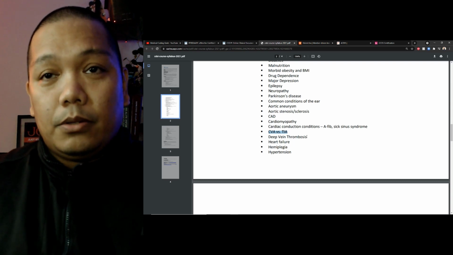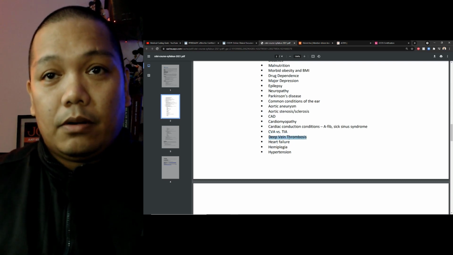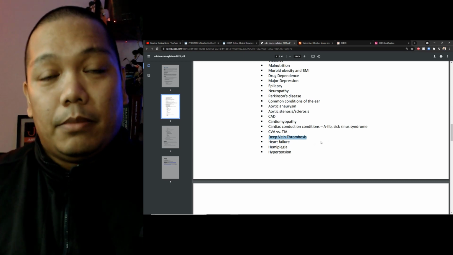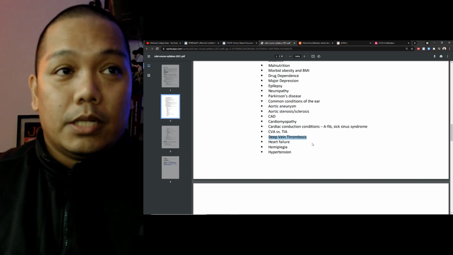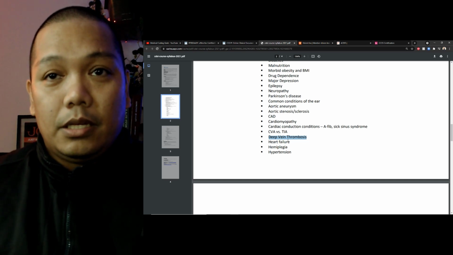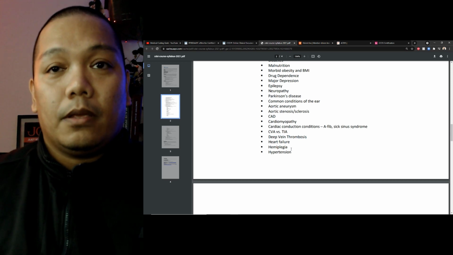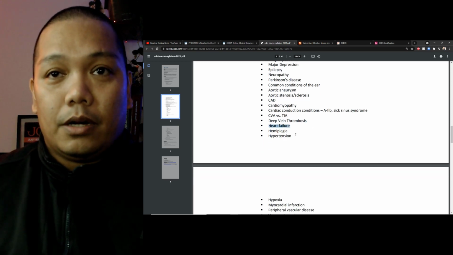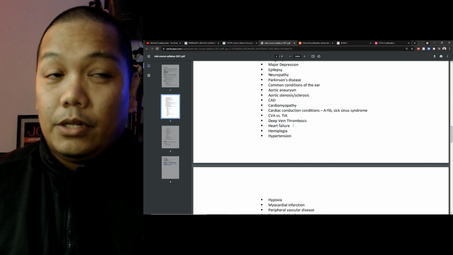Deep vein thrombosis, yes. Every time I see a deep vein thrombosis, I always ask the question, well, what do you need to look for next? Probably a pulmonary embolism, okay, or a CVA or a heart attack. It can lead to other conditions, okay. Heart failure, I already mentioned. There's a long history in regards to that. But I think most important is identifying if it's acute or chronic.